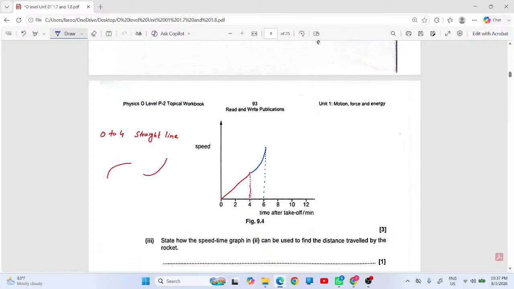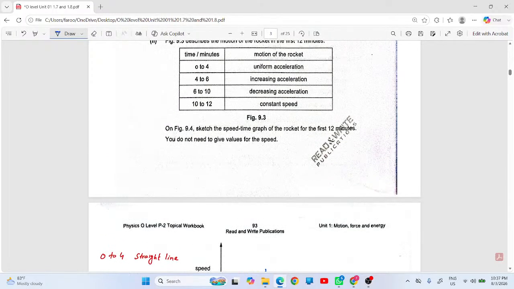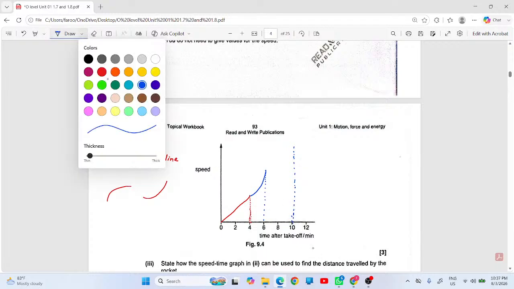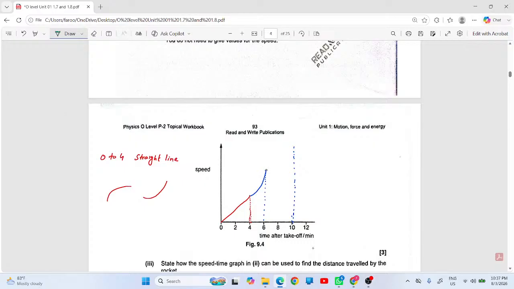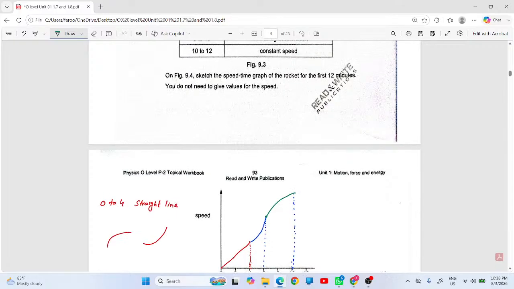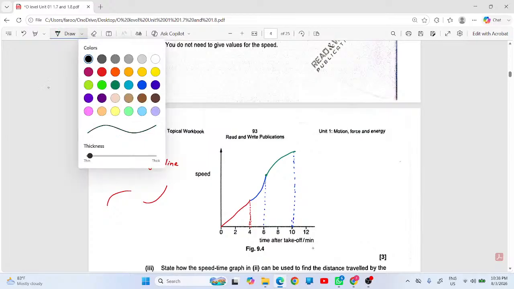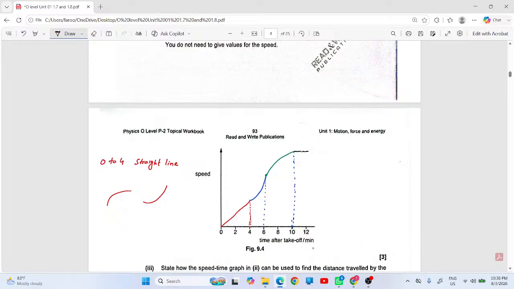अब नेक्स्ट इसके बाद क्या है, from 6 to 10 decreasing acceleration. और यहाँ पे मैं ऐसे शो करूंगा, 6 to 10 we have a decreasing acceleration, so this will be now in this way, है ना? और लास्ट में क्या है, constant speed, speed is constant, so graph will be a straight line till 12. इस तरह का कभी ग्राफ देखा तो नहीं है. चलो, उन्होंने सारी चीजें पूछ ली है ना इसमें.